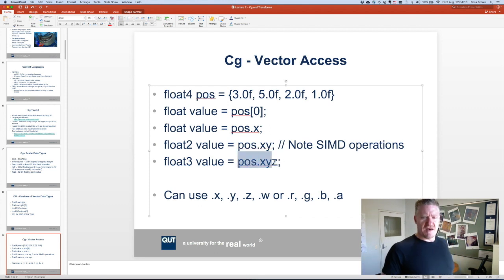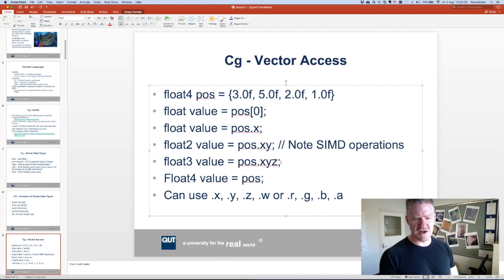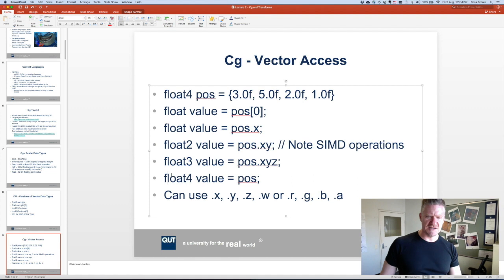The position can be copied across as three values as a subset, or logically you can just do the whole lot at once and go float4 value is equal to position, and copy them all over in one operation. Damn, that automatic capitalization. So that means you can copy across in one operation. So these are all SIMD operations. Single instruction, multiple data.